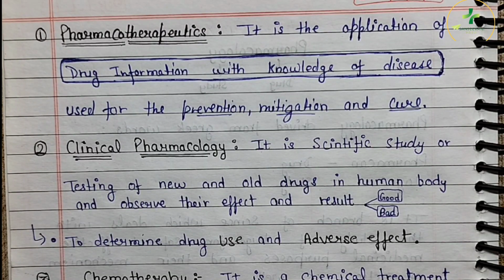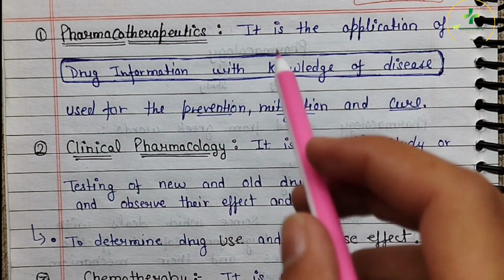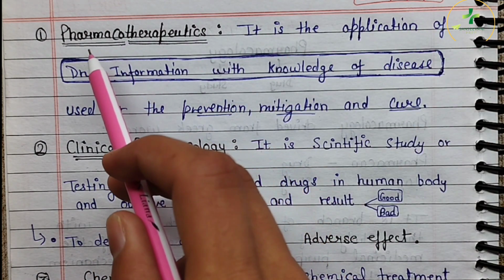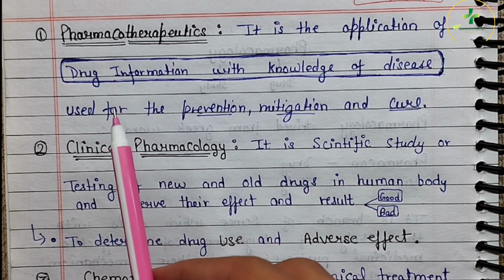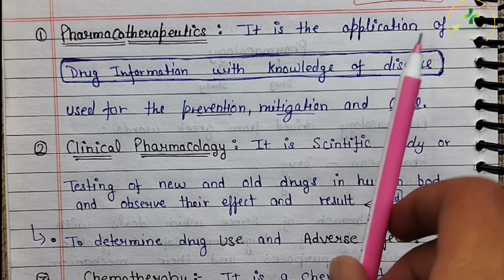So the next term is pharmacotherapeutics. So what does it mean? Pharmaco means drug, therapeutic means treatment. So it is the application of drug information. Pharma means drug. So we have the information about drugs, but for treatment with the knowledge of disease.